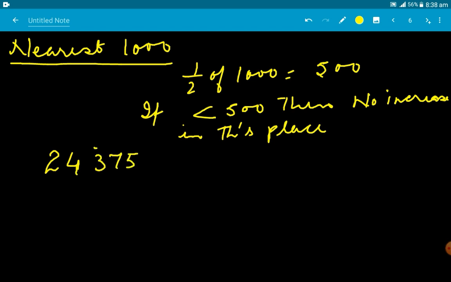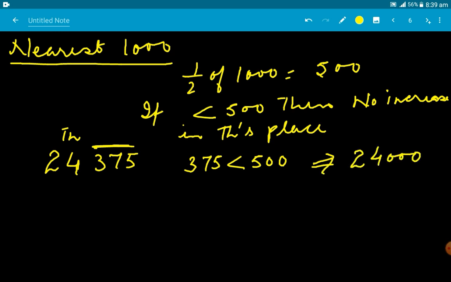24,375. See these three places, these are less than 500. 375 is less than 500. So no change in the 1000 place. It will become 24,000. So we have rounded off this number to the nearer 1000.